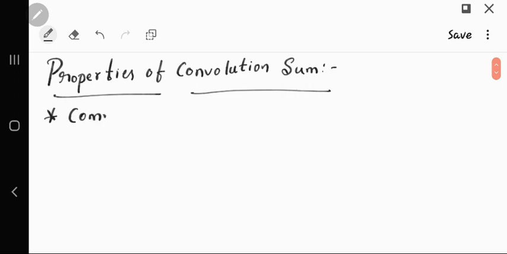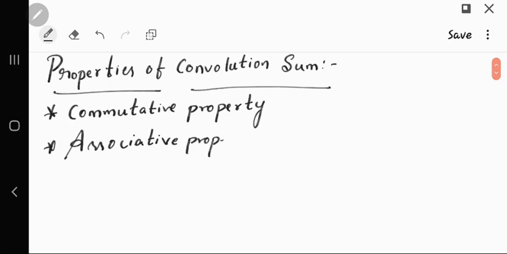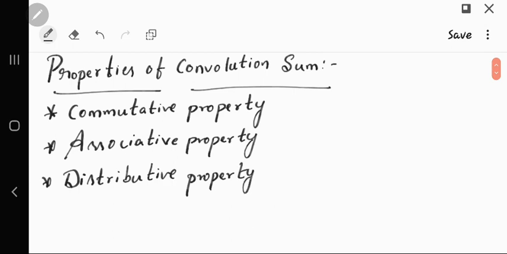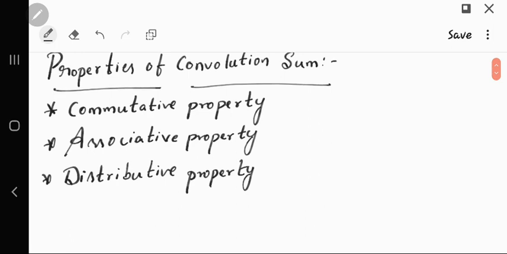The first one is the commutative property. The second one is the associative property, and the third one is the distributive property. So these are the three properties of convolution sum. We will take them one by one. The first one is the commutative property.